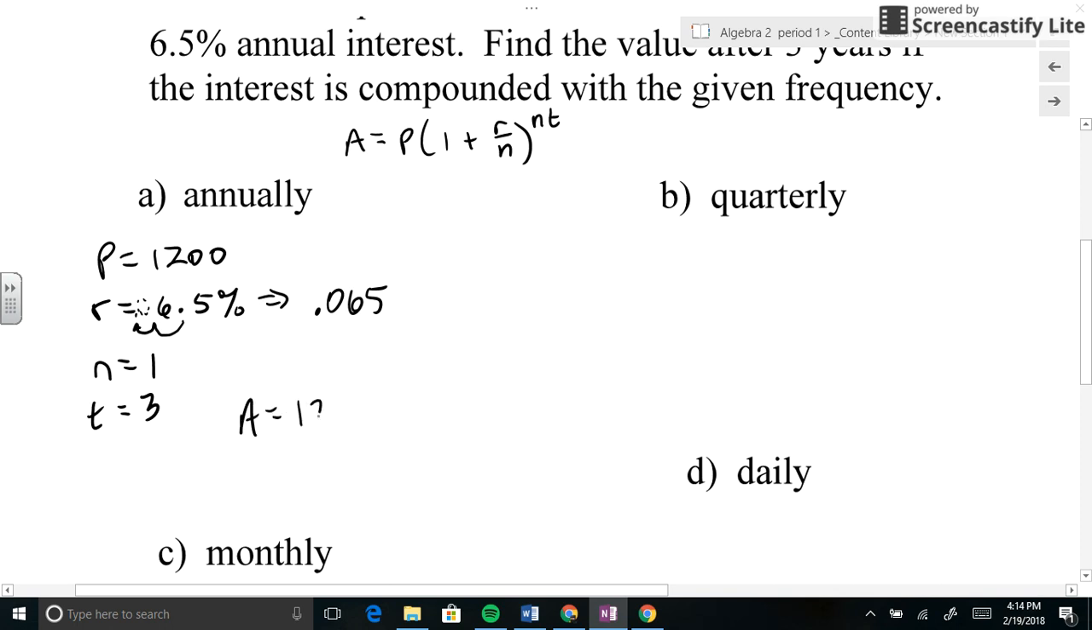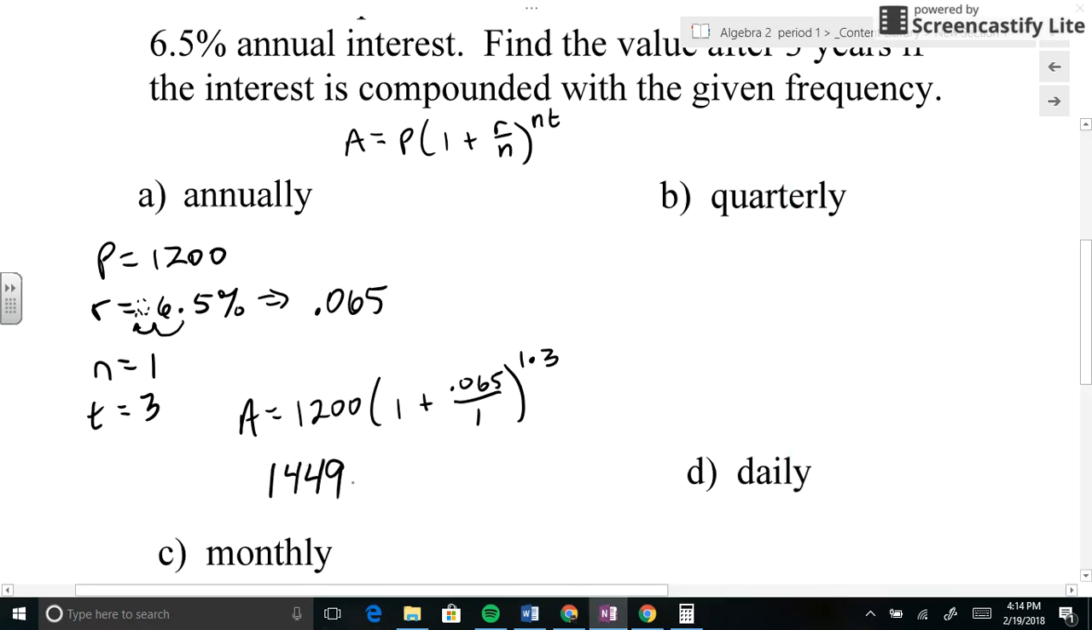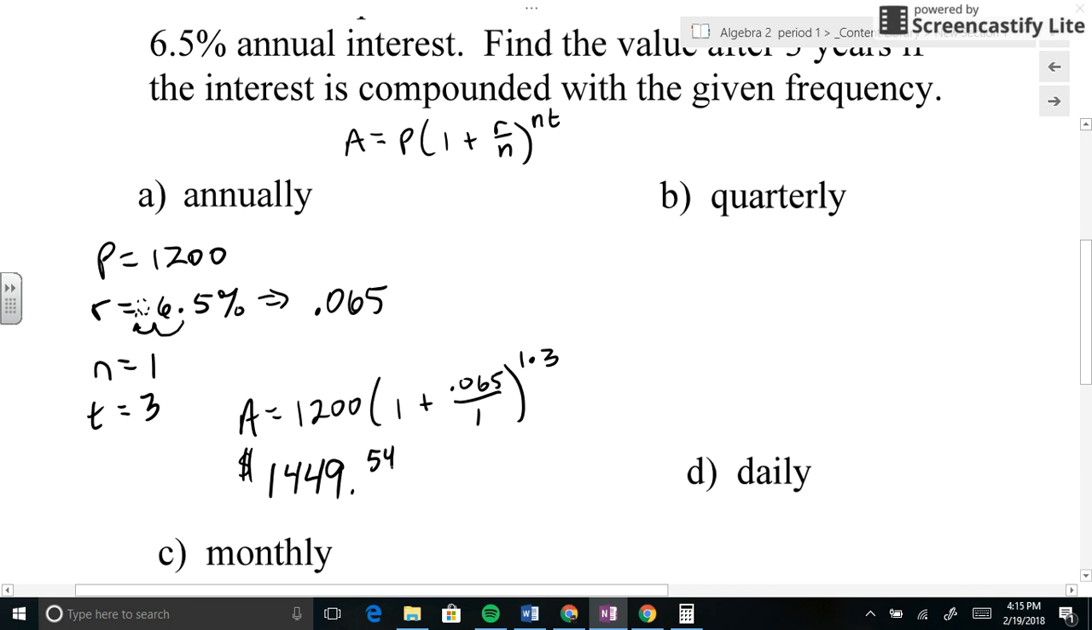So A equals 1,200 times 1 plus 0.065 divided by 1, all raised to the 1 times 3. So we're going to calculate that using our calculator. So 1.065 times itself 3 times, and all that times 1,200. So we have $1,449.54. That would be our amount.